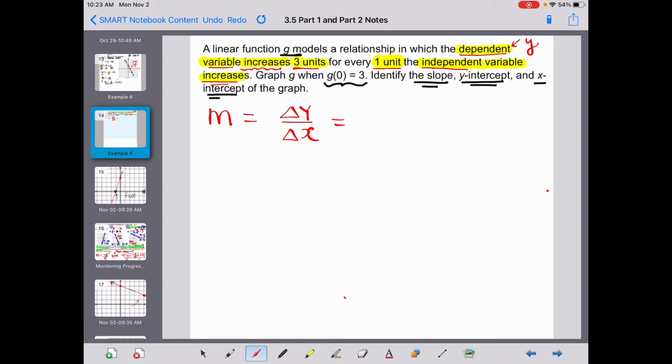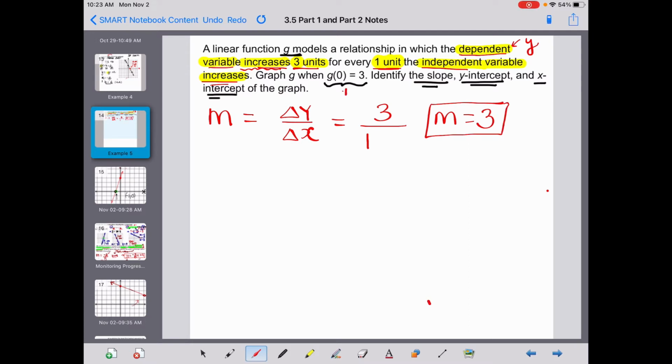Since the change in y is increasing by 3, my slope is positive 3 over, for every 1 unit the independent variable increases, so all over 1. Now, because they both say increases, both values are positive. So you can also write this as m is equal to 3.